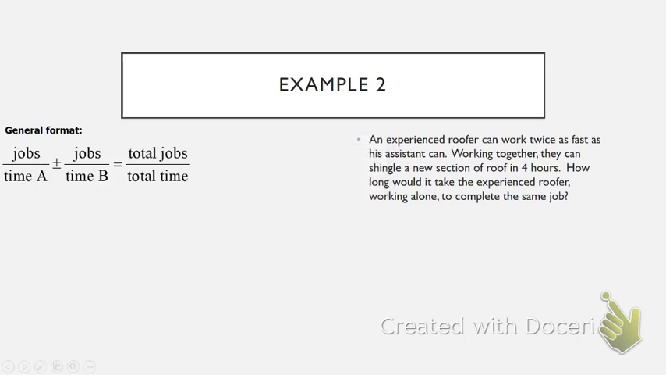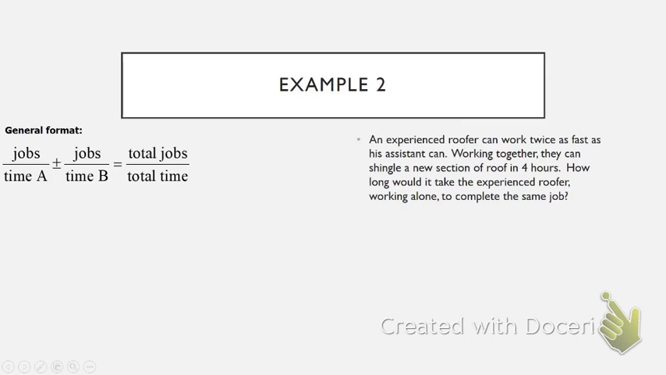So here we're talking about a roofer. An experienced roofer can work twice as fast as his assistant. Working together, they can shingle a new section of roof in 4 hours. How long would it take the experienced roofer, working alone, to complete the same job?